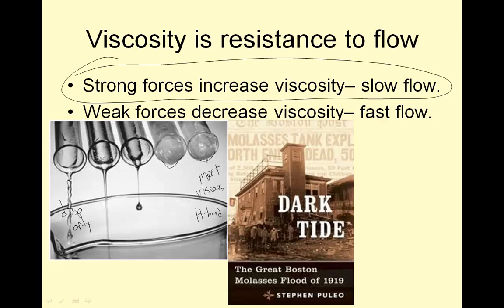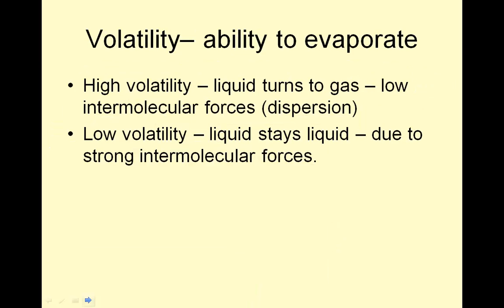And the weakest forces decrease the viscosity, which would give it a fast flow. And I talked about how there's a book, Dark Tide, how a building blew up and swamped everybody with molasses, and they died from being covered with molasses. And molasses is very viscous.